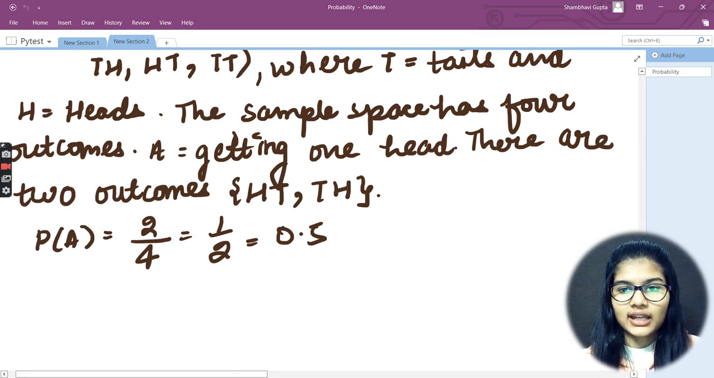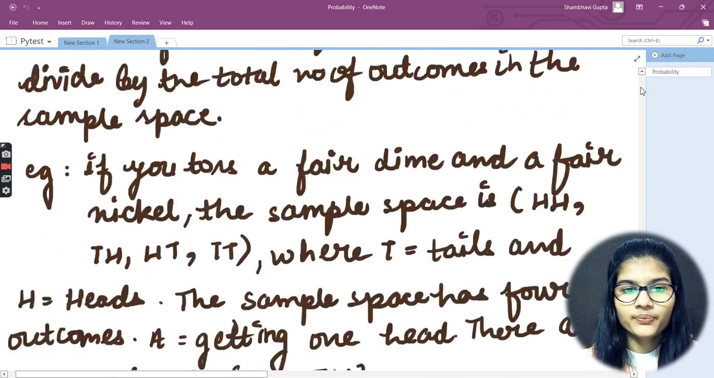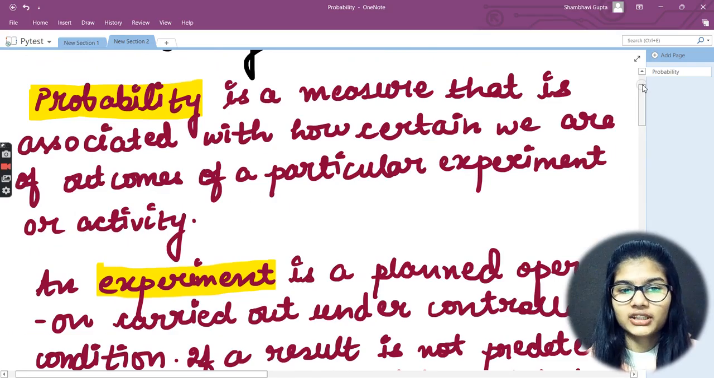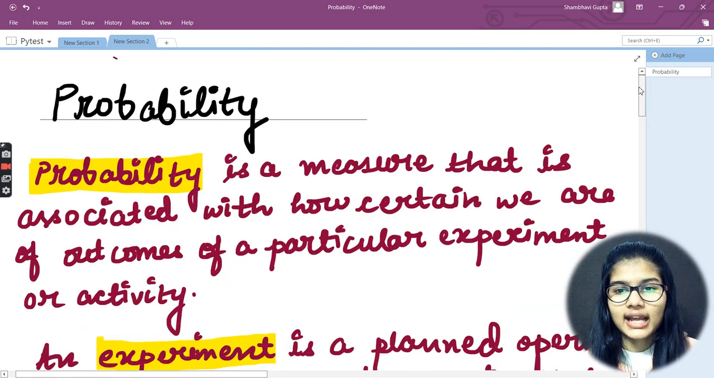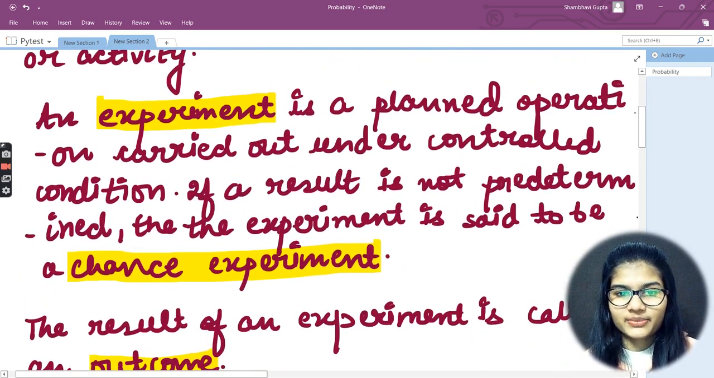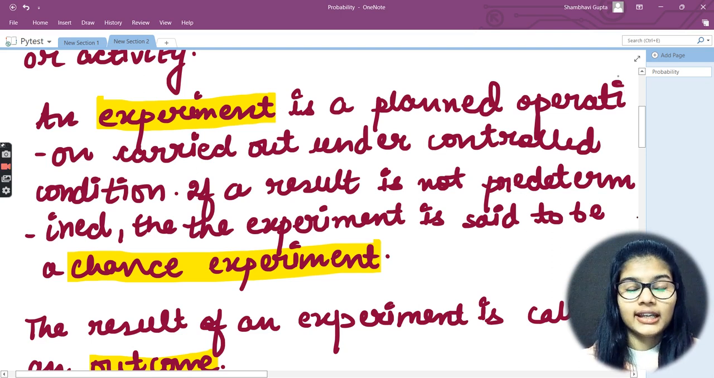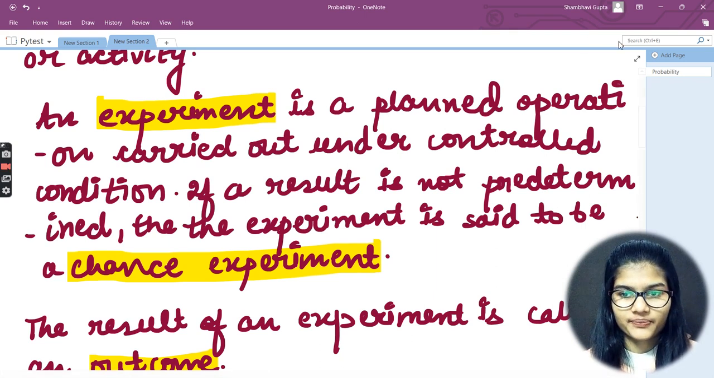Right, now what I want to do is just revise these terminologies once for you, because it will be much easier for you to relate to the things and understand them. Okay. So we started here with what an experiment is, right? It is a planned operation which is carried out under controlled conditions. Okay, if a result is not predetermined, then we say that the experiment is said to be a chance experiment.